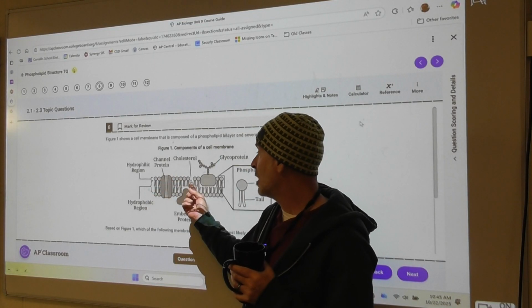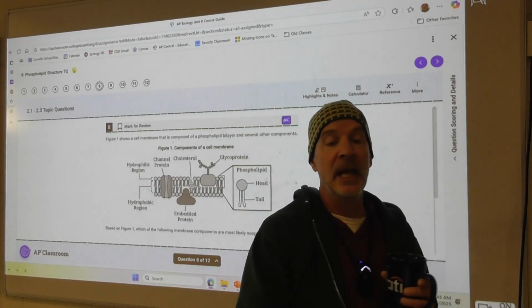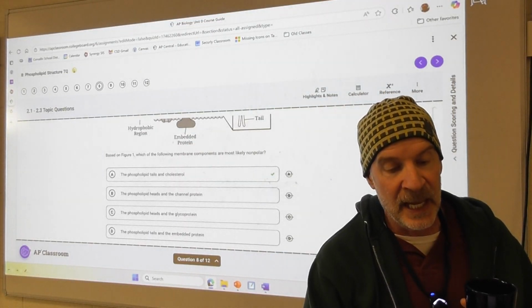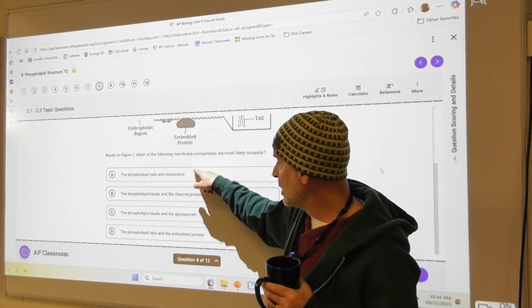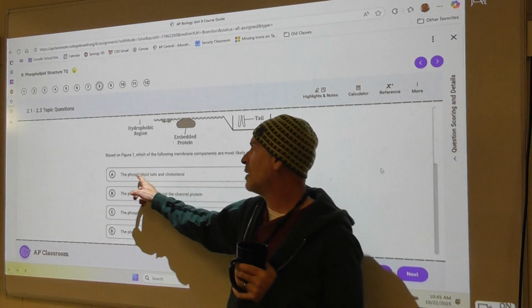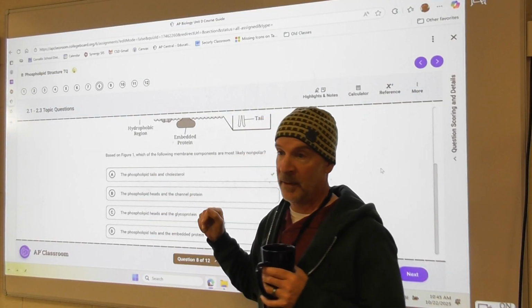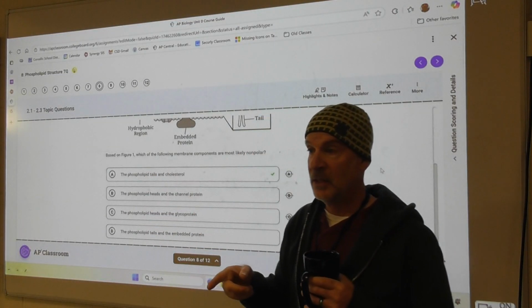So I thought, well, cholesterol for sure, maybe this channel protein. But I couldn't see the answers. So then I scrolled down and saw that cholesterol only shows up once. And then I was like, oh yeah, well of course the phospholipid tails are nonpolar too. So it's going to be A. Does that make sense? Yeah.